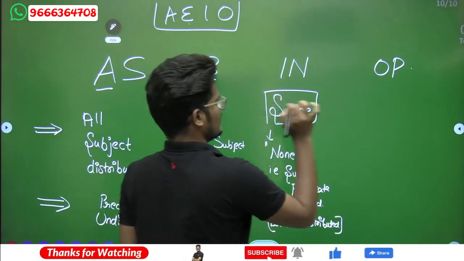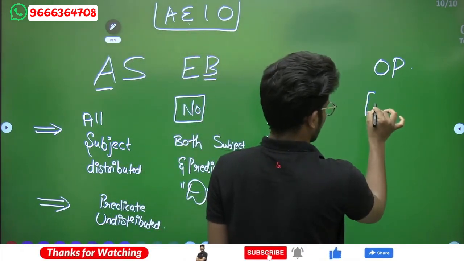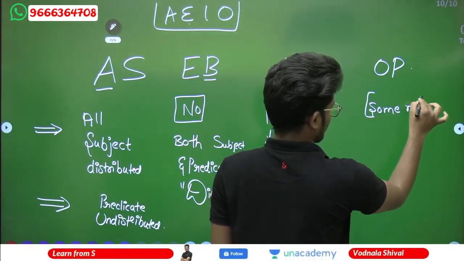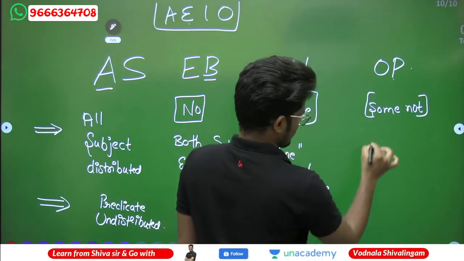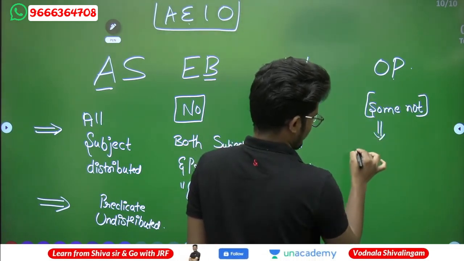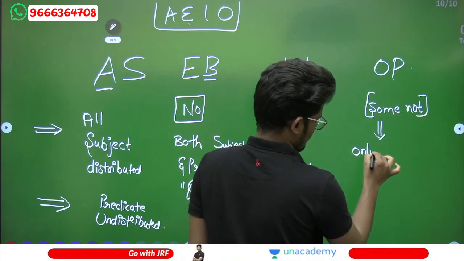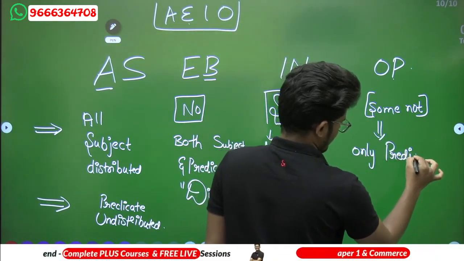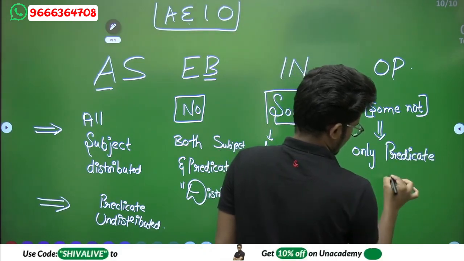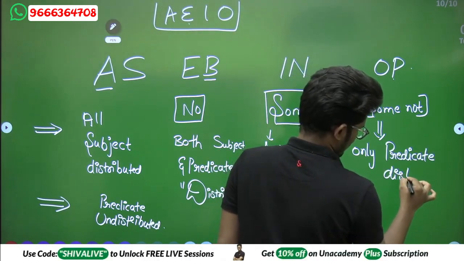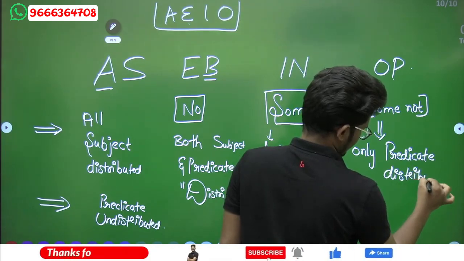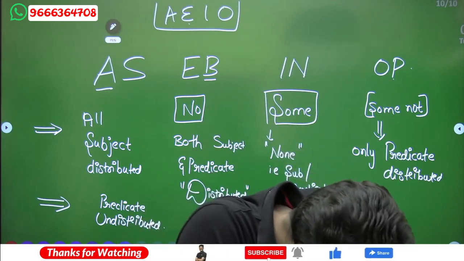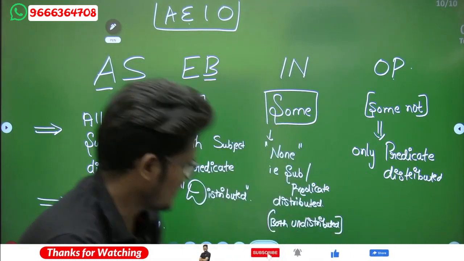And here O is the some not, particular negative. O means only the predicate is distributed. That means the subject is undistributed, and only the predicate is distributed.